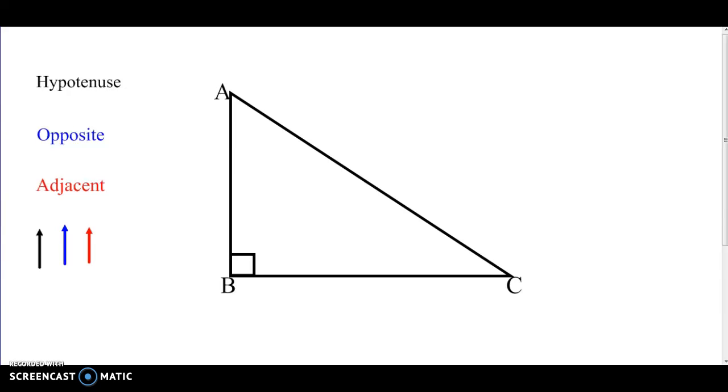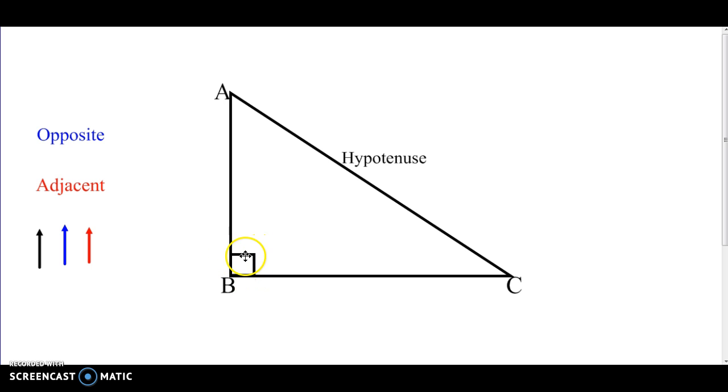This video we're going to introduce trigonometry. So when you're doing trigonometry, you need to know the hypotenuse and what the opposite side and the adjacent side of an angle is. So first thing I'm going to do is just break that down for you. So the hypotenuse is always the longest side of the triangle. It's always the side opposite of the 90-degree angle.